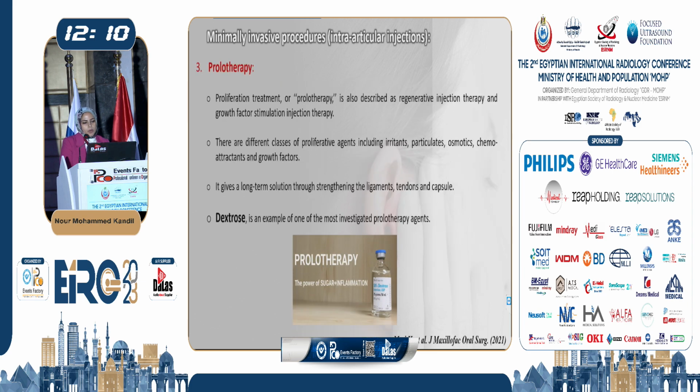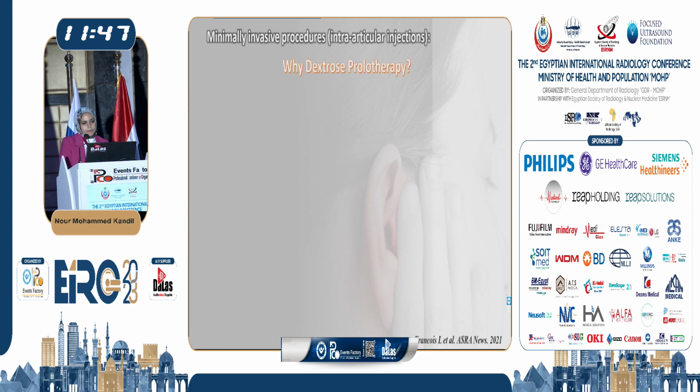Proliferation treatment or prolotherapy is another example. It's also described as regenerative and growth factor stimulation injection therapies. There are different classes of proliferative agents, including irritants, particulates, osmotics, chemoattractants, and growth factors. It gives a long-term solution through strengthening the ligaments, tendons, and capsule. Dextrose is an example of one of the most investigated prolotherapy agents.